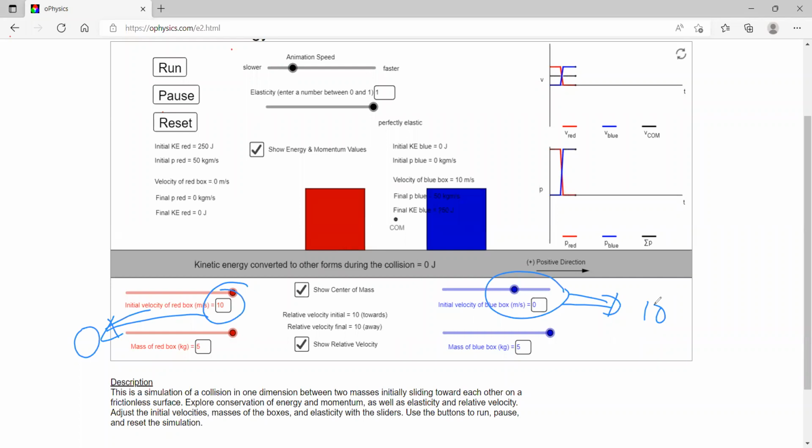Now you see that this is 0 and this is 10. So that I wanted to show. You can do the same thing by using the algebra, but I'm not going to discuss the algebra here because this simulation clearly shows you the same thing.